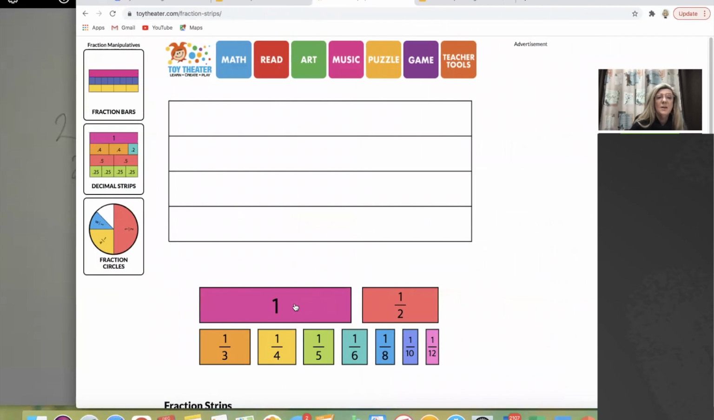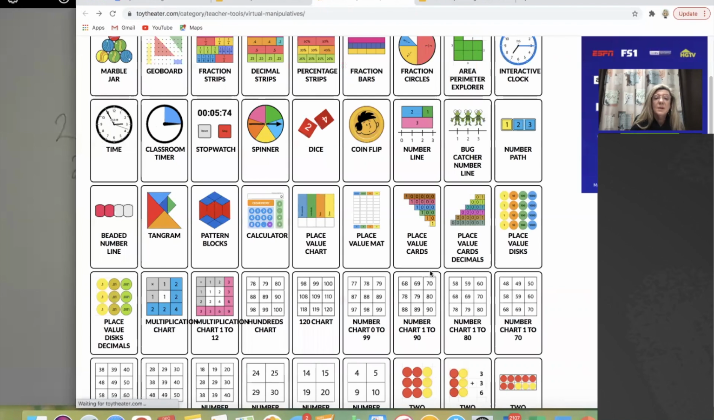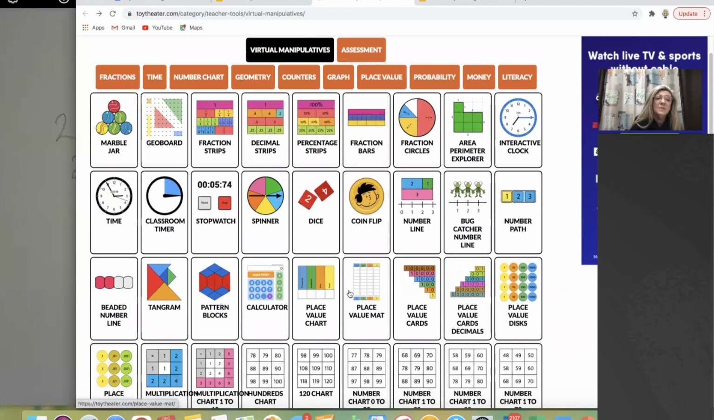I love how we can pull up that one whole, and then we can pull over our halves and see how many halves it takes to make a whole, how many thirds it would take to make one whole. I really was very impressed with this site and all the things that you could do with it. You can see there's just tons of stuff on here that we can do with the kids.